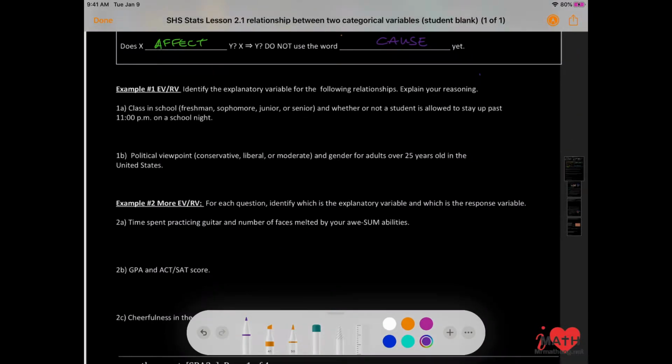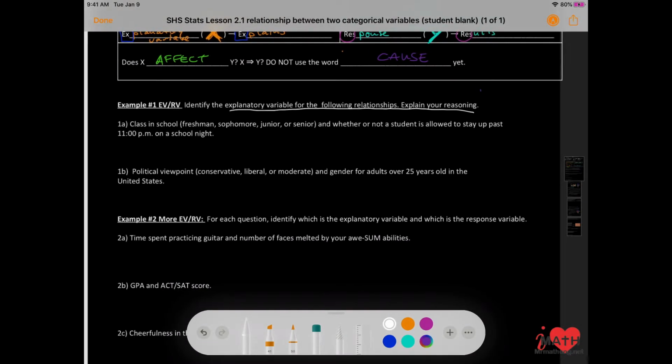All right, let's do an example down here. Identify the explanatory variable for the following relationships. Explain your reasoning. So let's find the one that explains what's happening. 1A, class in a school: freshmen, sophomores, juniors, seniors, and whether or not the student is allowed to stay up past 11 p.m. on a school night. We're trying to find the one that explains, not the results, if you can stay up or not. So in this case, the class in school.